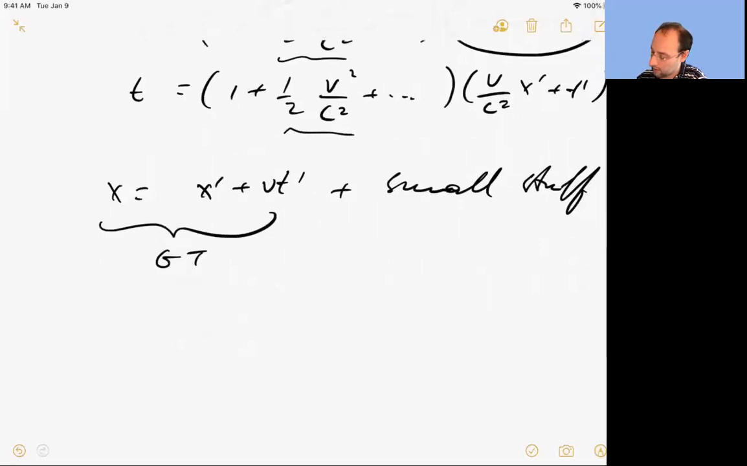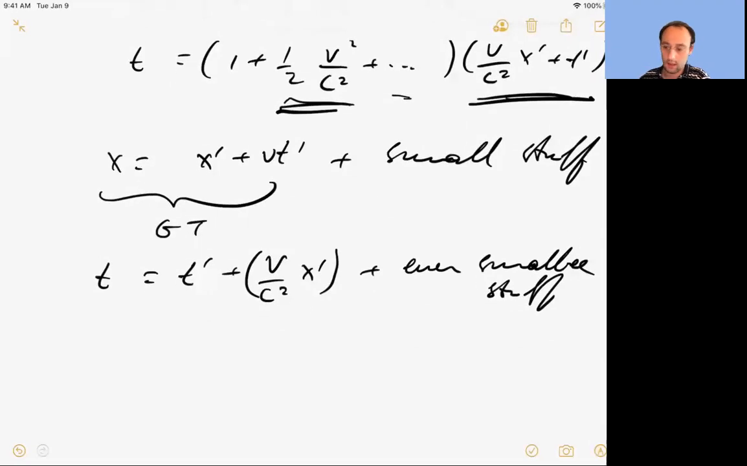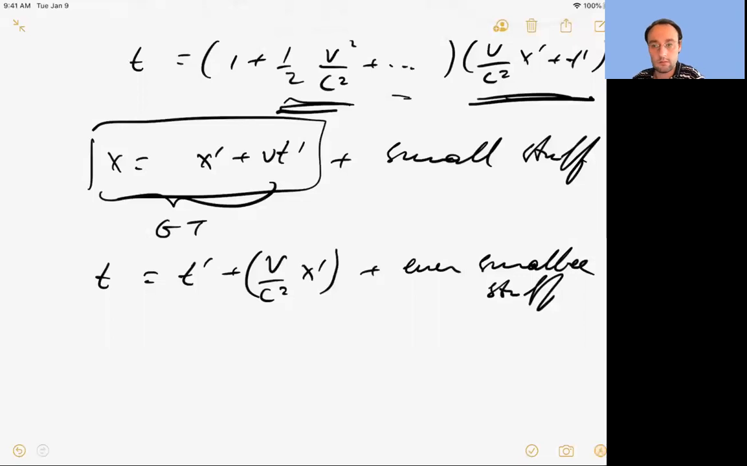And what about the time? t equals t prime plus v over c squared x prime, which itself is actually small, plus even smaller stuff. The even smaller stuff happens when you multiply this by this, and then even smaller stuff happens when you multiply this by this, and so on. This you will recognize as a Galilean transformation for coordinates.